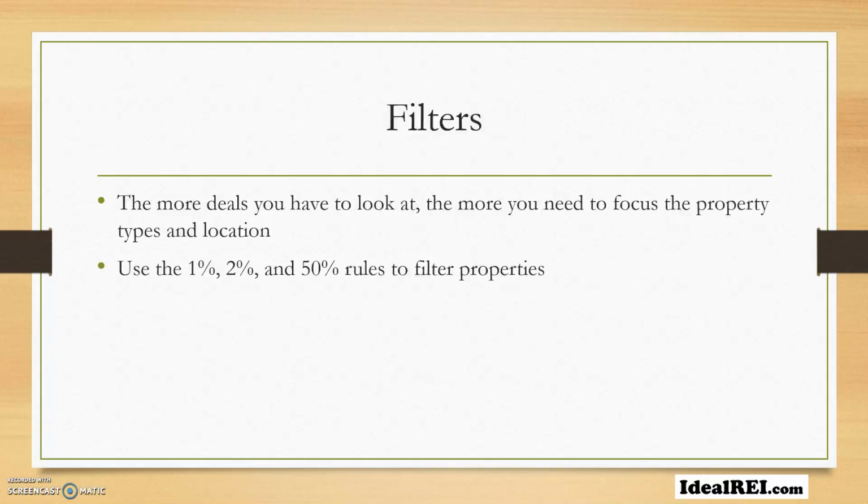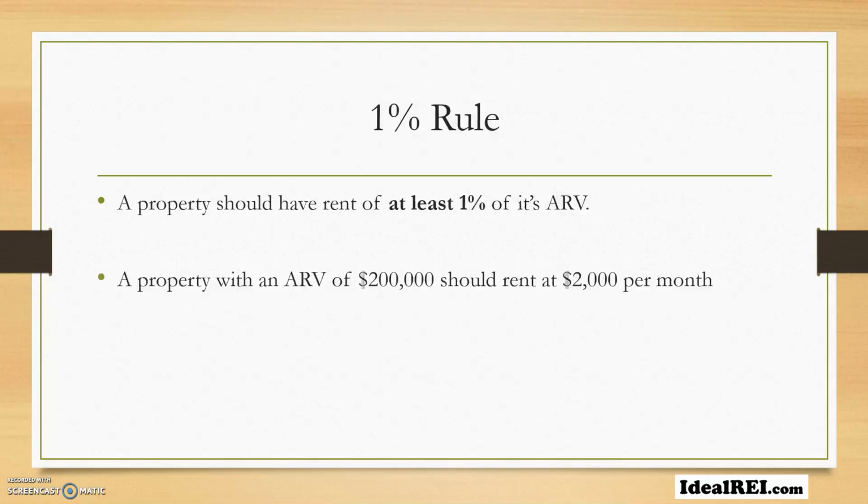But the idea is you need to filter them down to a handful of deals you can look at. You're going to use the 1%, 2%, and 50% rules to filter these properties. Now, these aren't hard and fast rules, they're guidelines. And we'll go through each one and see how you can filter your potential deals.